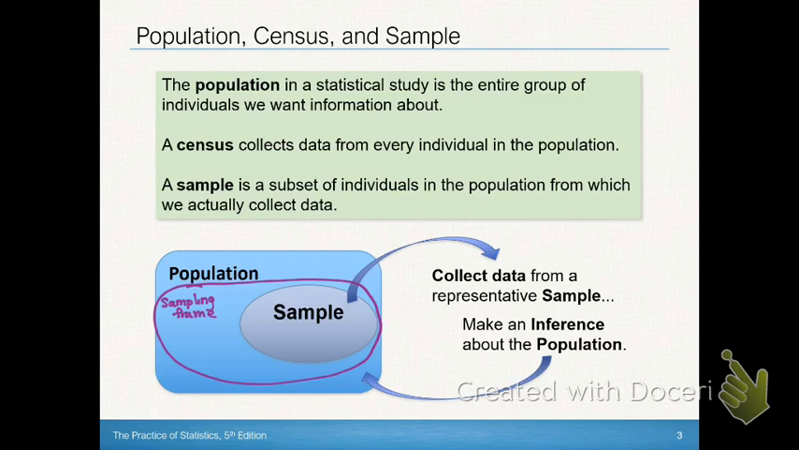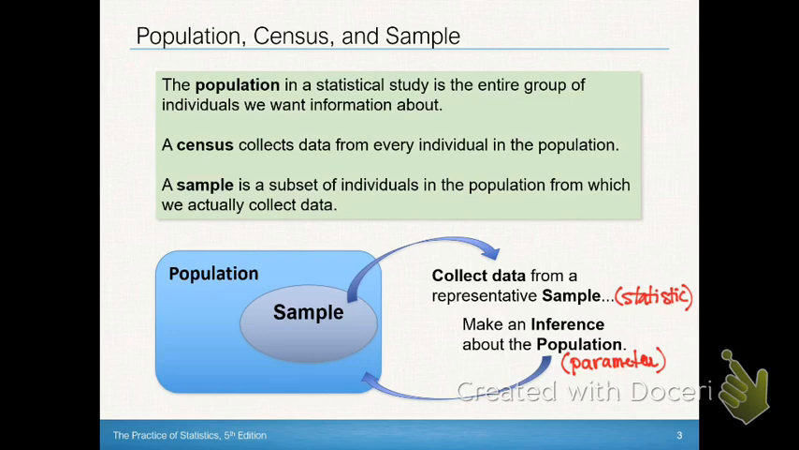Now, a lot of times the sampling frame is the same as the population. Sometimes you don't have a list of everyone. So sometimes your sampling frame is limited, in that there are fewer people on the list than there are in the population.